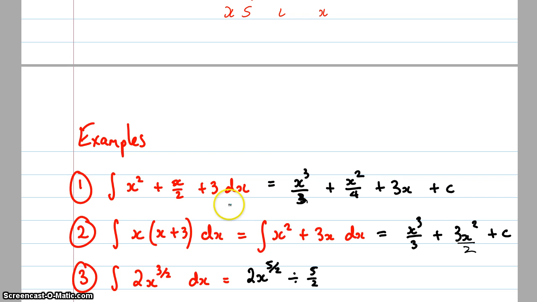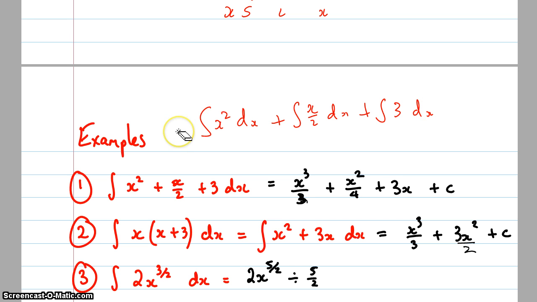So I've got this example here, my first one. I've got x squared plus x on 2 plus 3. Now if I want to, I can integrate these things individually. In fact, I don't know any other way really. But I guess what I mean by that is that you could do this, x squared dx plus the integration of x on 2 dx plus the integration of 3 dx. But I guess I don't really want to do that for this one. I just want to do them all individually and write the answer.